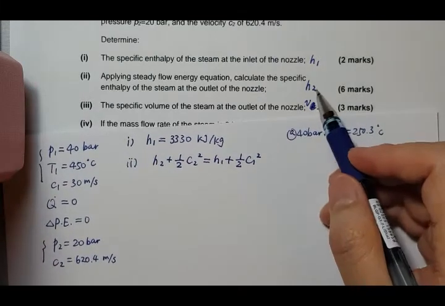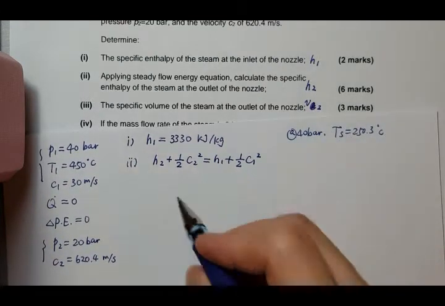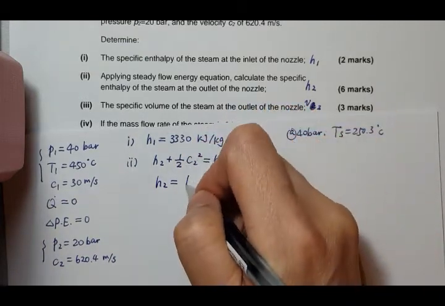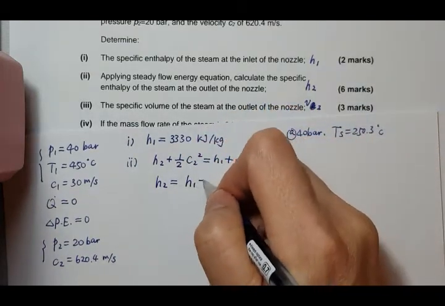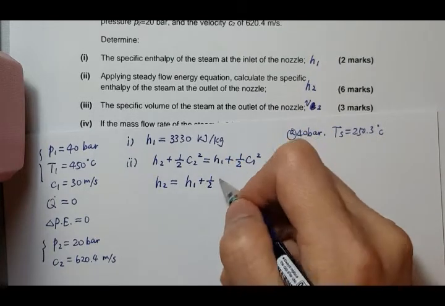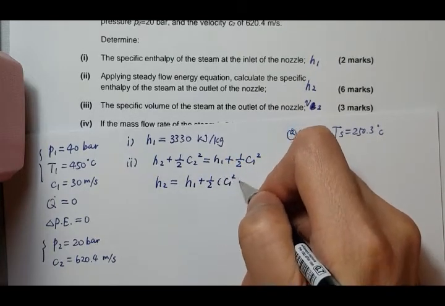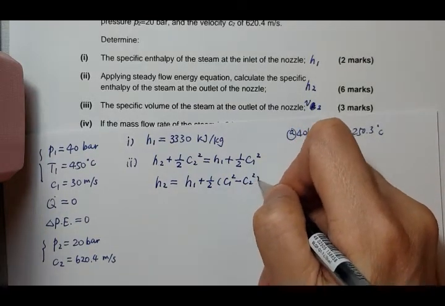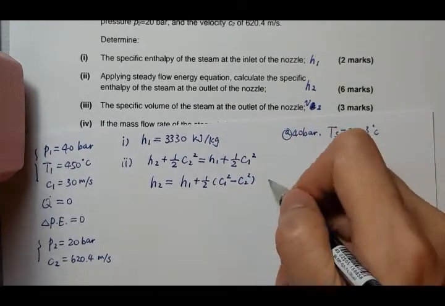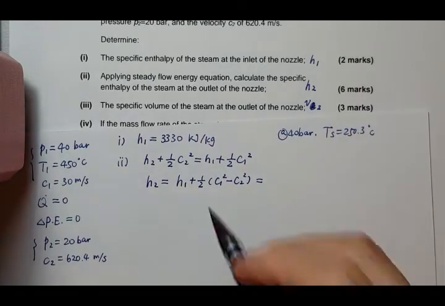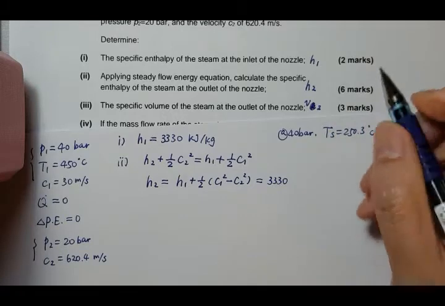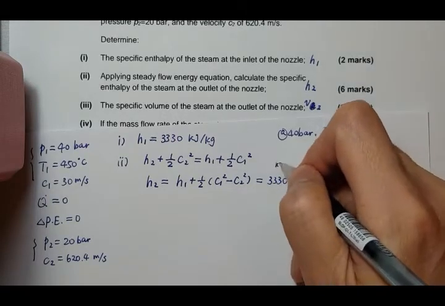Then we're going to calculate H2 based on this equation. I'm just going to move this term to the right. So H2 equals H1 plus half of C1 squared minus C2 squared, and we know H1 is 3330, in kilojoule per kilogram.